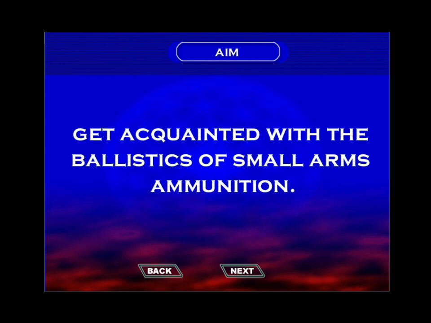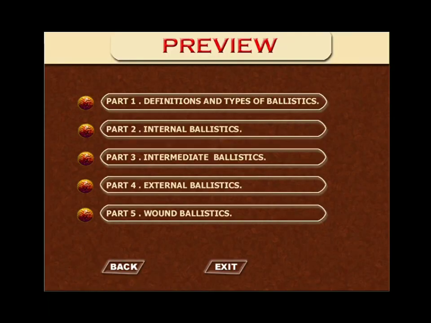The aim of this CBT package is to get acquainted with the ballistics of small arms ammunition. This CBT package will be covered in 5 parts. Part 1, definitions and types of ballistics. Part 2, internal ballistics. Part 3, intermediate ballistics. Part 4, external ballistics. Part 5, wound ballistics.